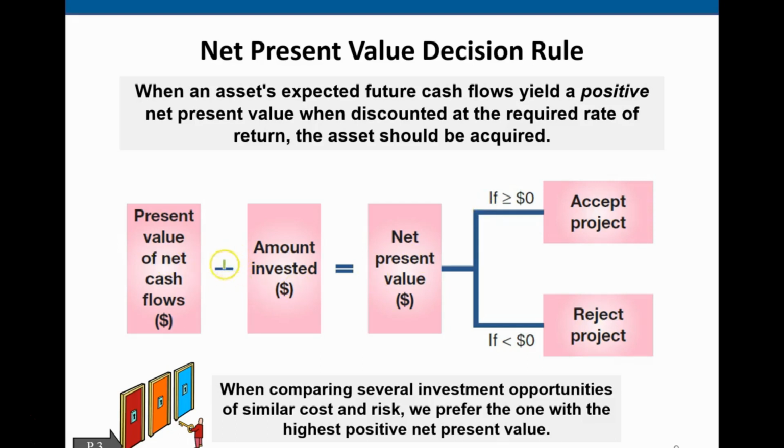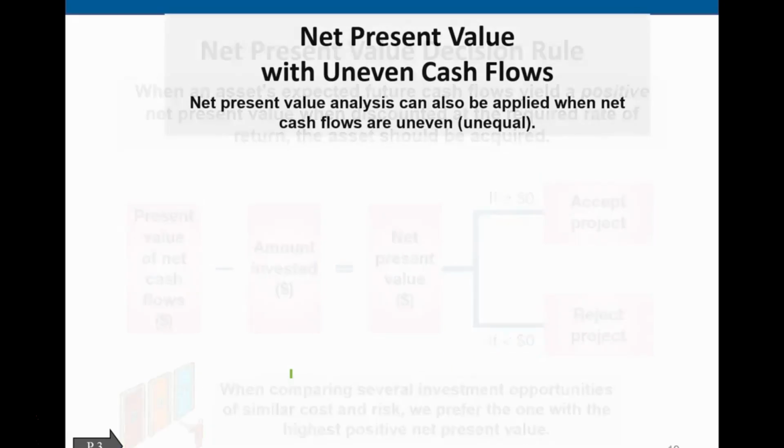So we're going to present value the cash flows, compare it to the actual amount we put in today's dollars, and if the net present value is positive, we accept it. If it's negative, we reject it. If we're comparing different projects, we're going to take the one with the higher net present value.